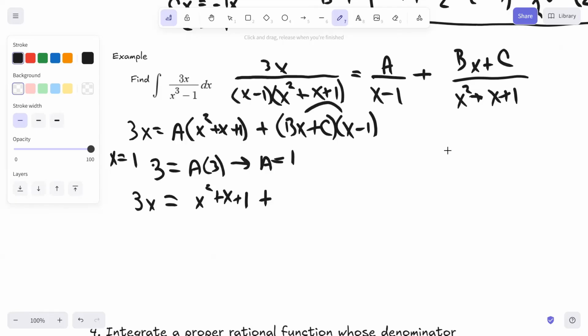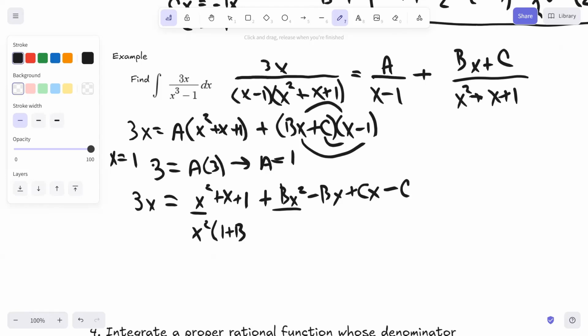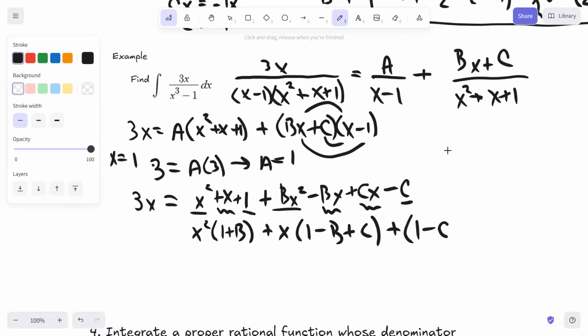If I did the first, you would have Bx squared, the outer minus Bx, the inner plus Cx, and the last would give you minus C. So equating coefficients, I know that if I put the x squared terms together and factor out the x squared, I'd have 1 plus B. If I put the x terms together and factor out the x, I'd have x times 1 minus B plus C. And then the constant terms, I can put those together plus 1 minus C.